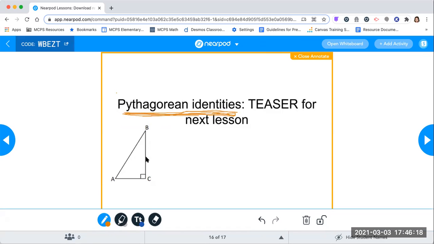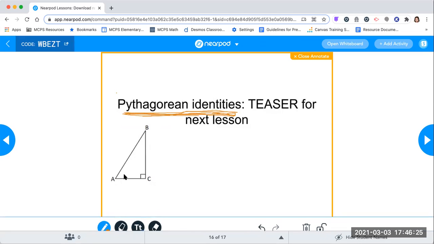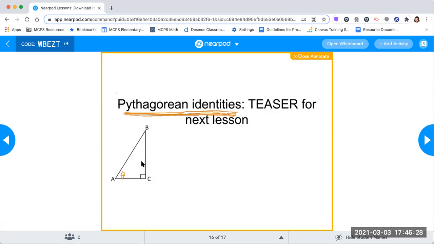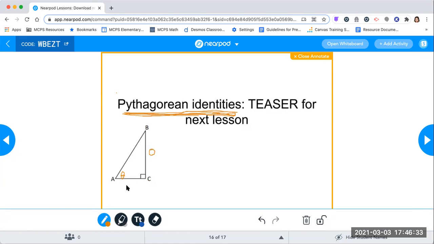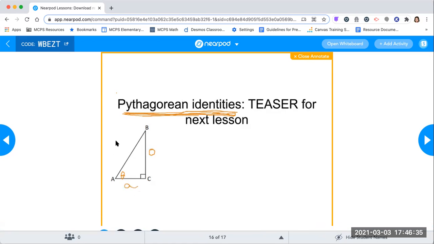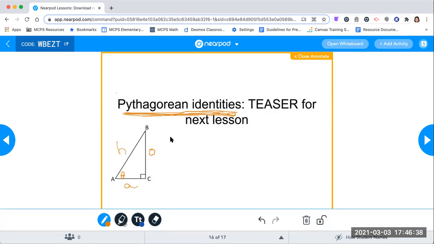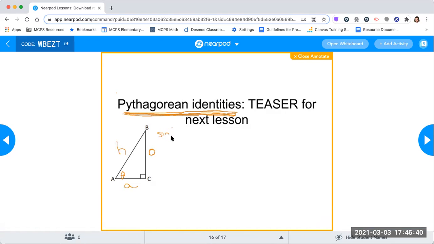Okay, so we've got a right triangle, right? We've got A, B, and C. And let's call this angle theta. Right, so this will be the side opposite of theta. This will be the side adjacent to theta, and this will be the hypotenuse, right? So you know that sine of theta at this point, you know it's the opposite over hypotenuse. You know cosine of theta is adjacent over hypotenuse, and you know that tan of theta is opposite over adjacent, okay?